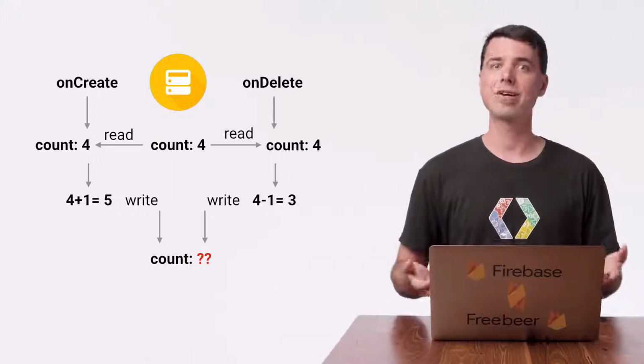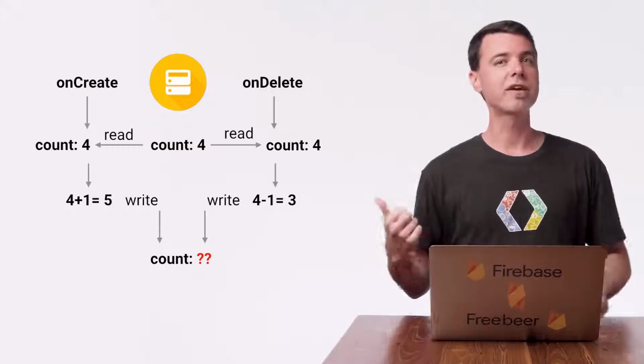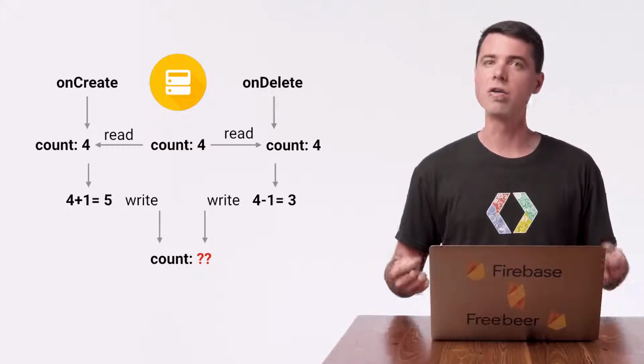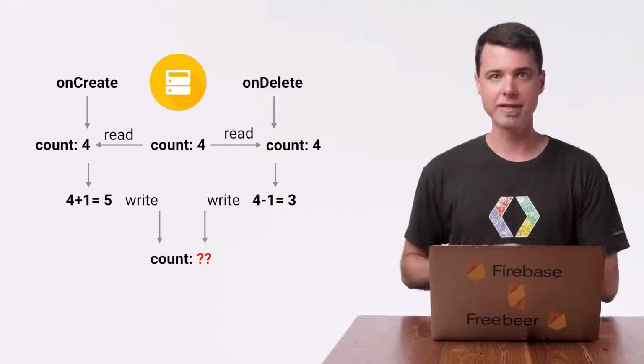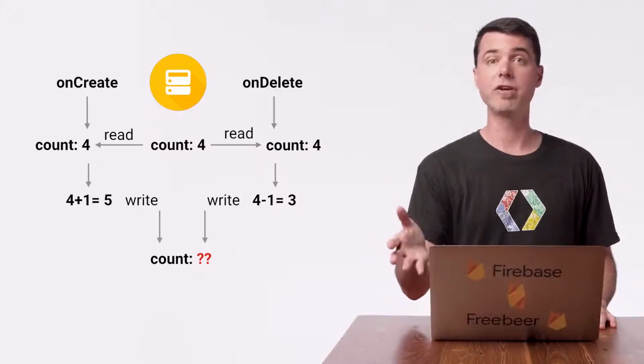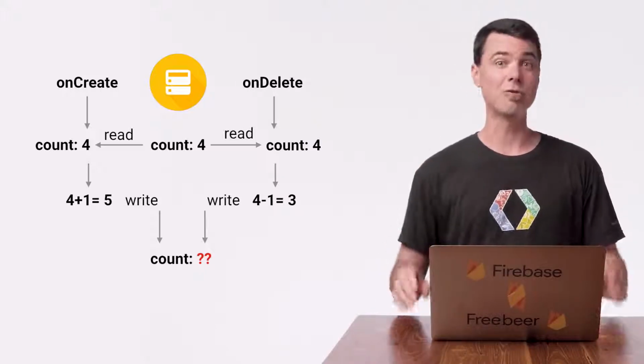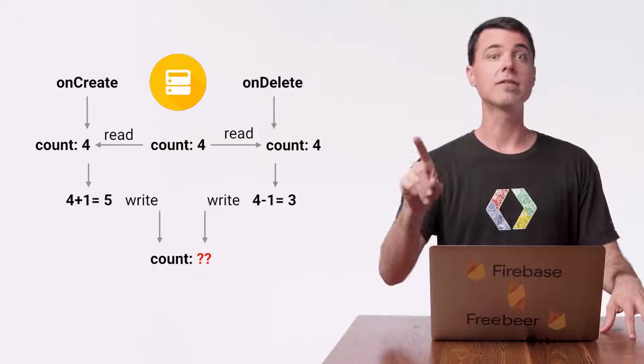Well, I'd like it to go back to 4 after both an increment and a decrement, but here, the final result will obviously be wrong, no matter the order in which the writes complete. This situation is called a race condition, and that's the problem I'll have here if I don't do something to correct it. The good news is that it's easy to solve with a database transaction. So, let's see how that works in code.